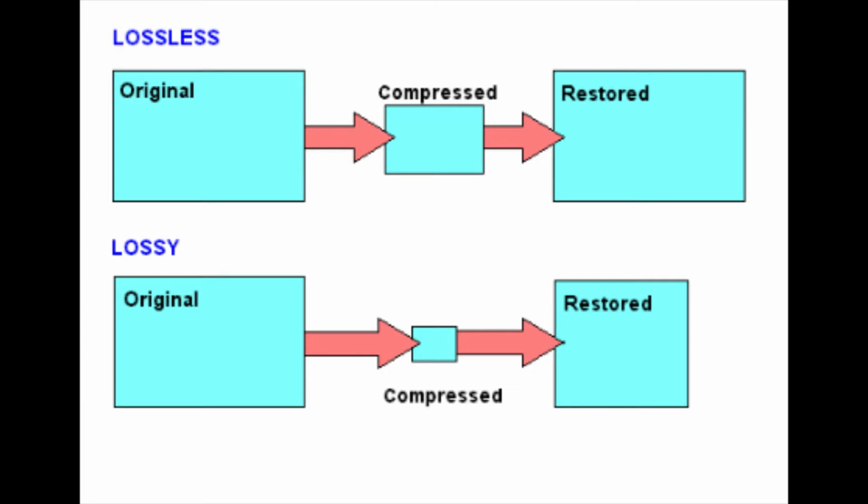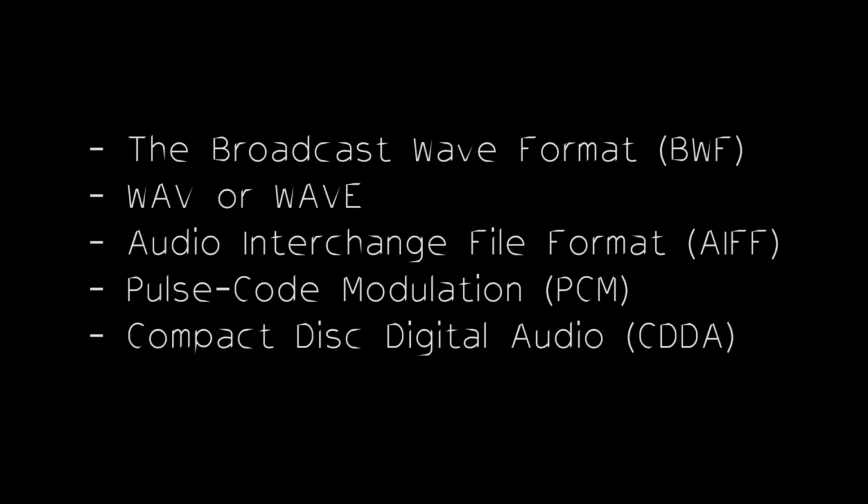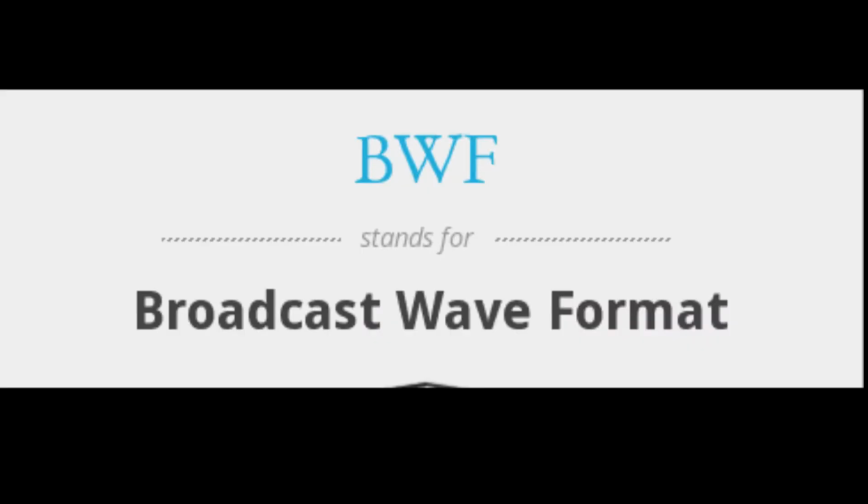There are three different groups of file formats. These are uncompressed lossless file formats, compressed lossless file formats, and compressed lossy file formats. Uncompressed lossless file formats include formats such as the broadcast wave format, BWF, WAV, AIFF, pulse code modulation, PCM, and compact disc digital audio. The broadcast wave format is a file format for audio data.